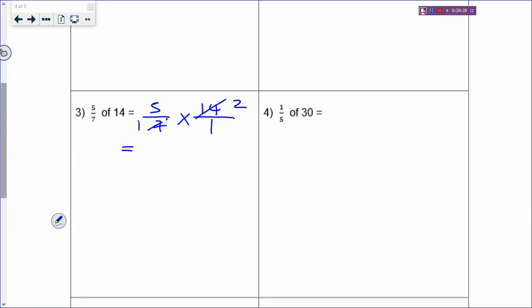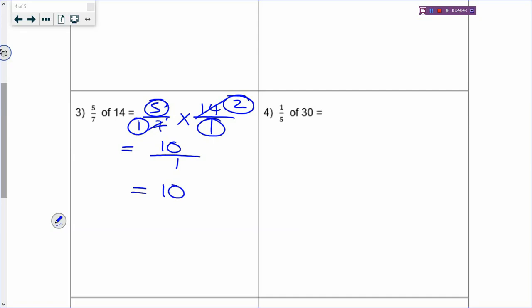And then how about 5 and 1, which is another diagonal pair? They are too small to be cancelled, so we don't cancel them. So whatever you don't cancel, you circle. So 5 times 2 is 10. And then 1 times 1 is still 1. So 10 divided by 1 is 10.